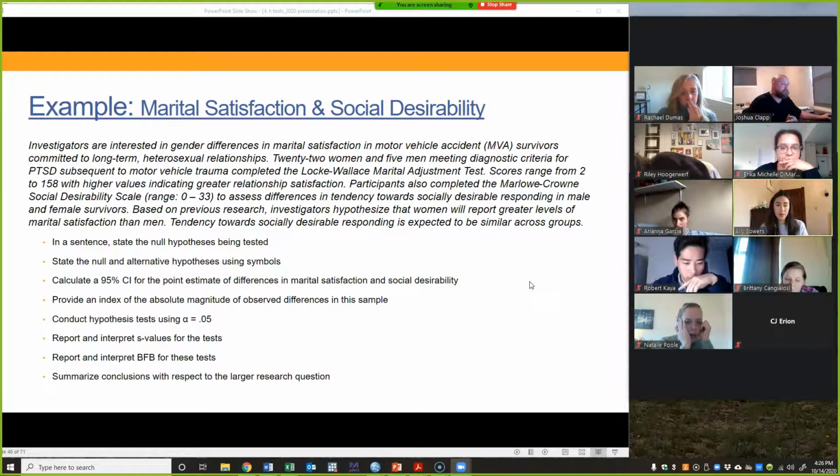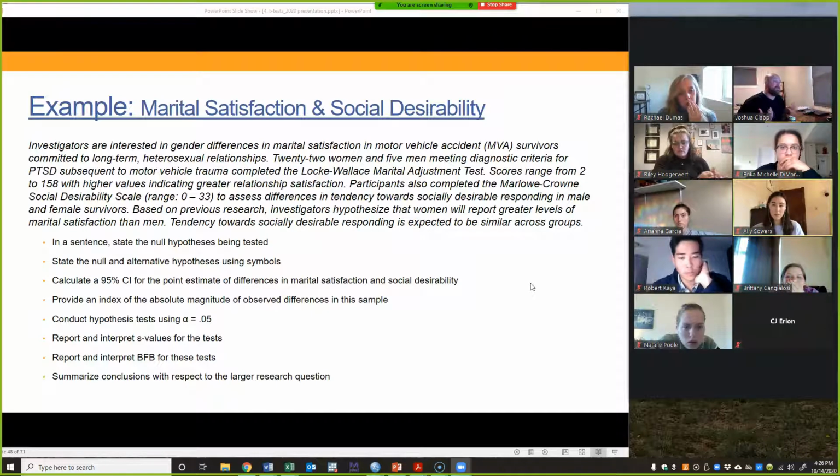So the marital adjustment outcome from that test, and then social desirability. Why might I be interested in social desirability here? That could affect the way that people respond to the test. Yep. There are better ways to handle this from a statistical standpoint, but if I do see a difference, I want to see whether that difference might be a product of not actual marital satisfaction, but maybe more to do with social desirability, right?